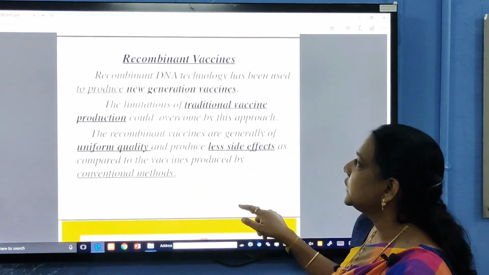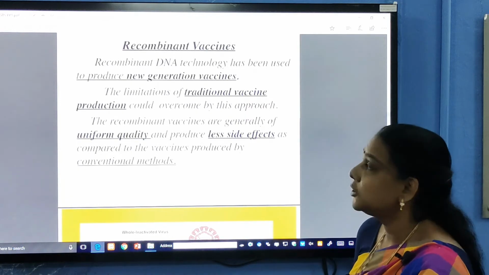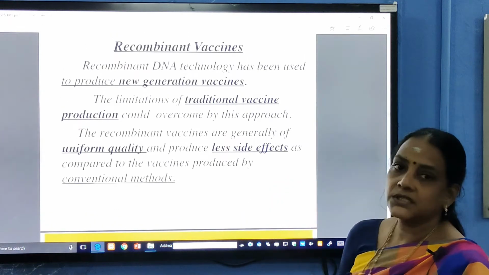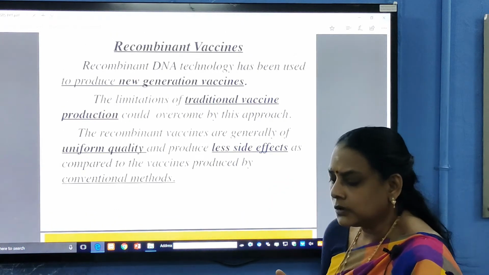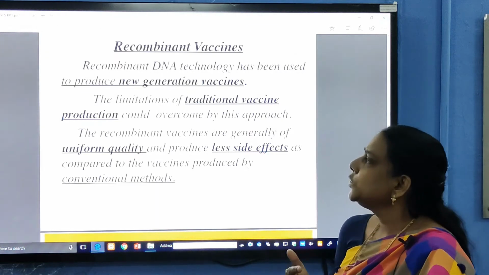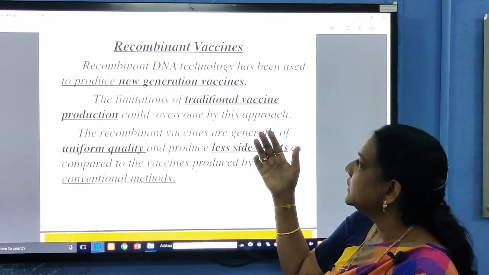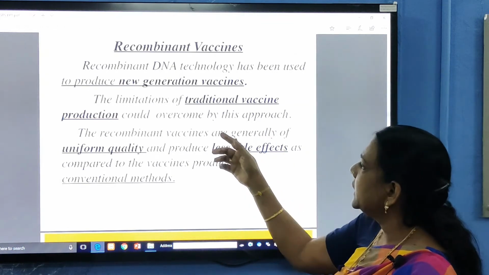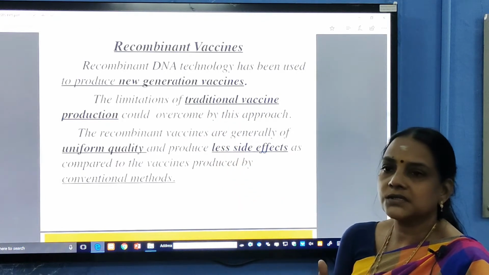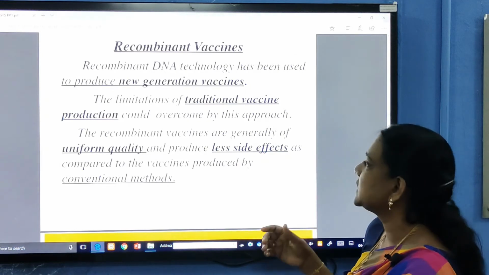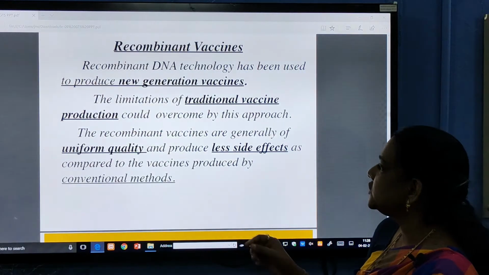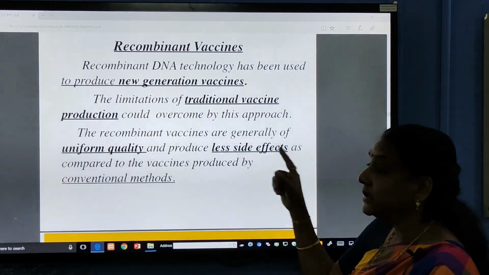Okay, next we go to recombinant vaccines. Here the technology has been used to produce new generation vaccines. Day by day our technology is improving, genetic engineering has so many aspects, and in that we are producing new generation vaccines with the help of rDNA technology. Earlier we had traditional vaccines with limitations in production, but here it is not so. You can produce vaccines of uniform quality and with fewer side effects.